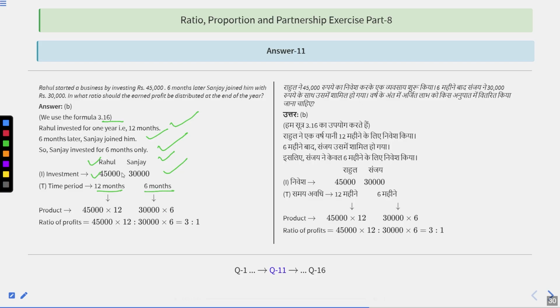So the product of investment and time is the profit share. So 45,000 multiplied by 12 to 30,000 multiplied by 6, which when we calculate it, we get 3:1. So the profit share will be in the ratio 3:1. B is the correct answer. Next one.